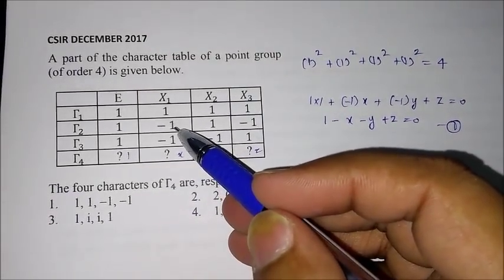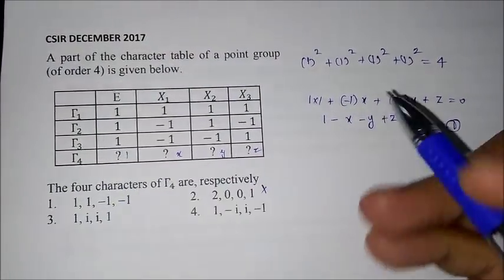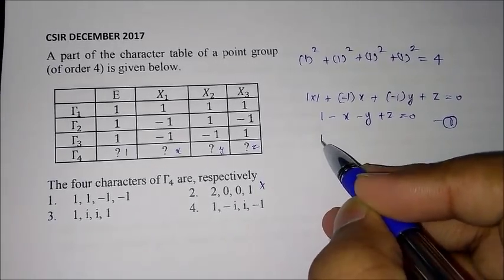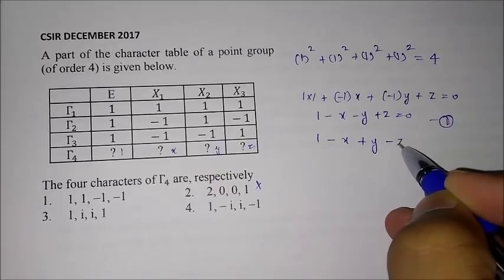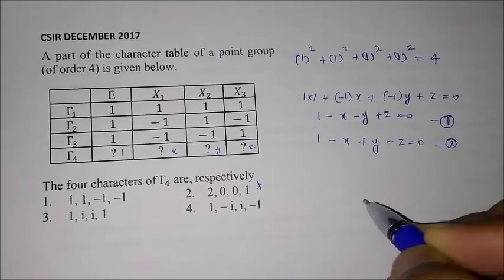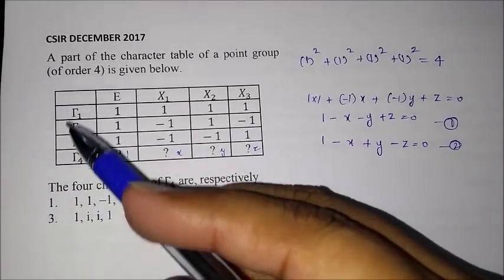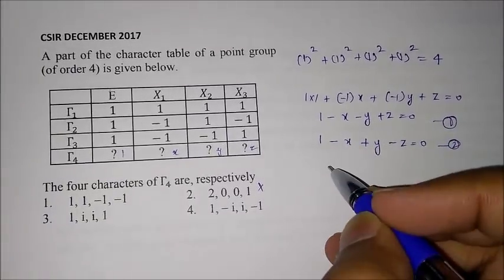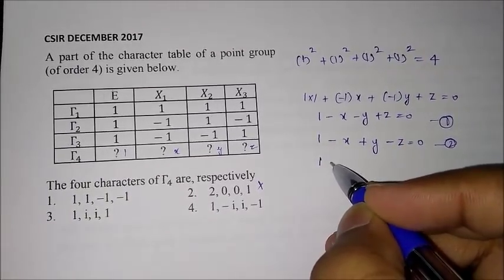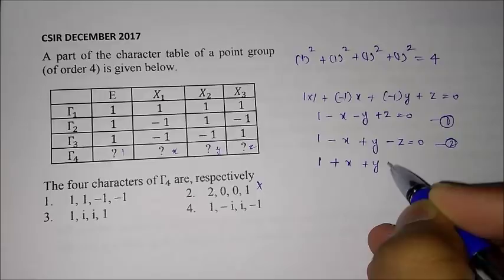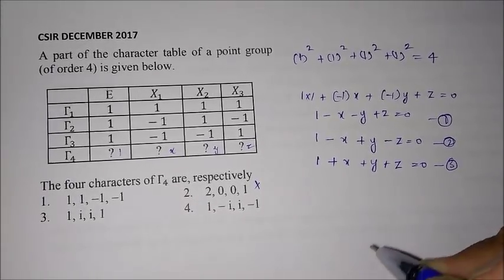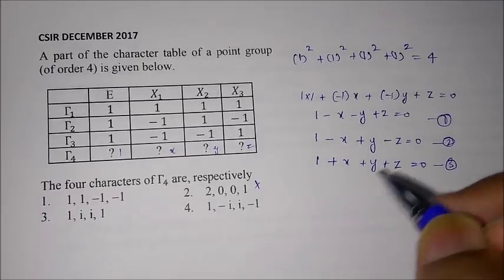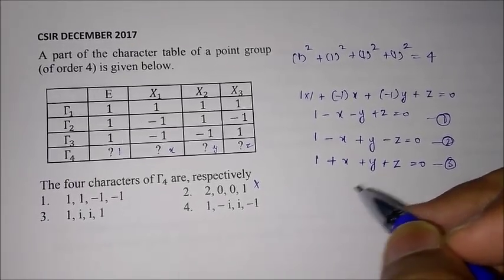Similarly, you can form one more equation using lambda 4 and lambda 2. That equation will be 1 minus x plus y minus z equals 0. That will be equation number 2. Similarly, one more equation you can form from lambda 4 and lambda 1. That will be 1 plus x plus y plus z equals 0. That will be equation number 3. Now in order to check what the values will be, you don't have to do anything.